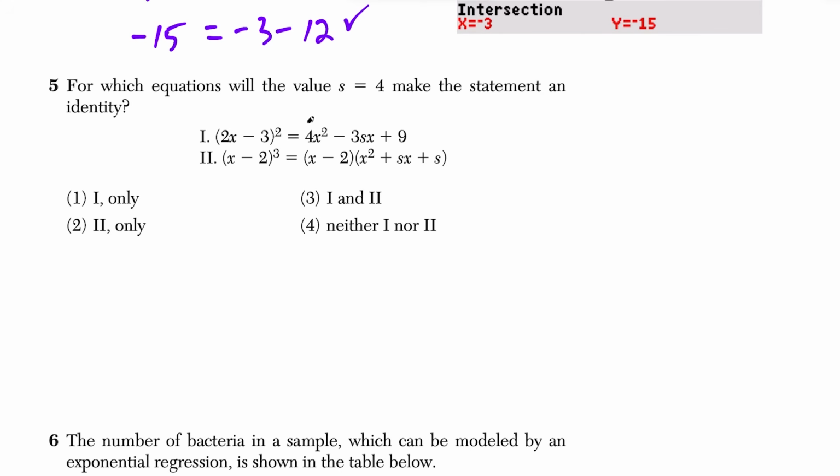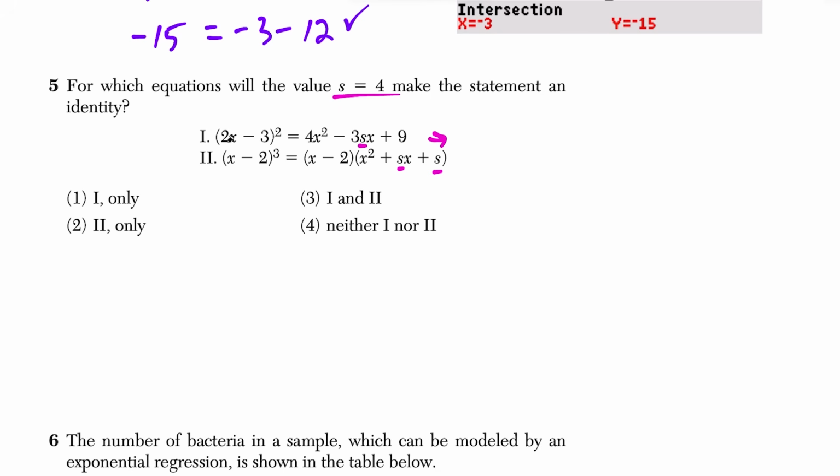Question 5, for which equations will the value s equals 4 make the statement an identity? So for this one, what we're going to do is plug in s equals 4 into Roman numeral 1 and 2, into both of these equations. And we're going to see which ones actually make an equation that is true.